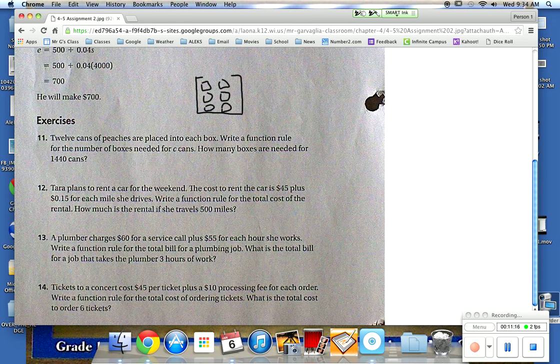So what I'm going to do here is take number of boxes equals C divided by 12. That'll figure out the number of boxes. Trevor was wrong. Originally I did it because 1 box equals 12 cans, and that didn't make sense to me, because you really do have to divide by that.